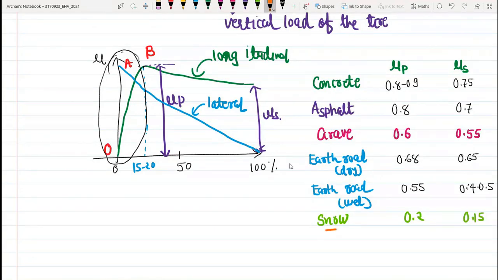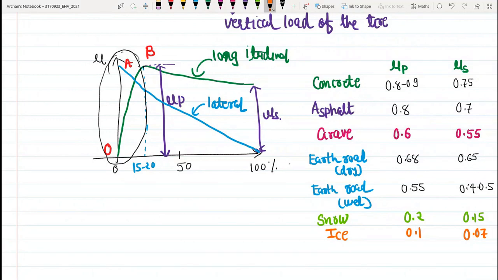And if we are on ice, then it further reduces. The peak value will further reduce to 0.1 and sliding value will be 0.07. Okay. So this particular table shows the average value of tractive effort coefficient on various kinds of roads. Okay. So we need to take care of this particular thing. Okay. You understand the behavior of a tire under the action of this driving torque.